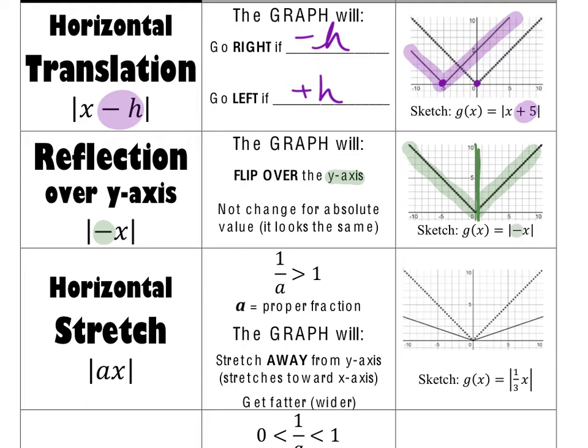Later on in this class, doing something in the y-axis will look different, but for this function, which has a property called evenness, which you don't need to know, it won't really change anything. Kind of like our parabolas. It doesn't change anything with those either.